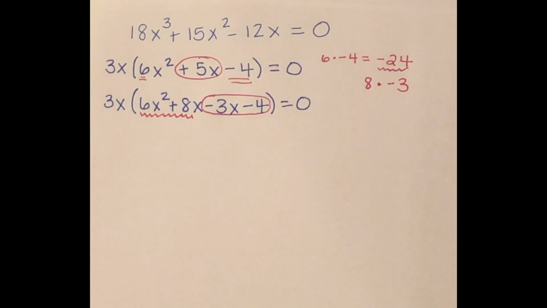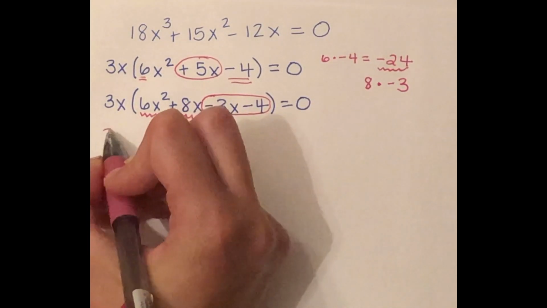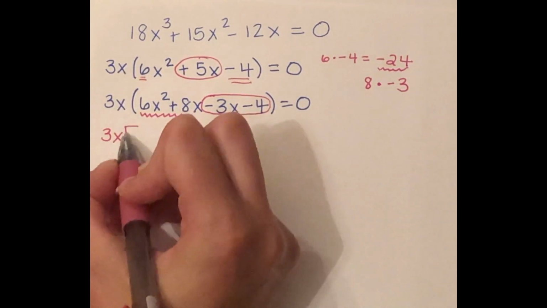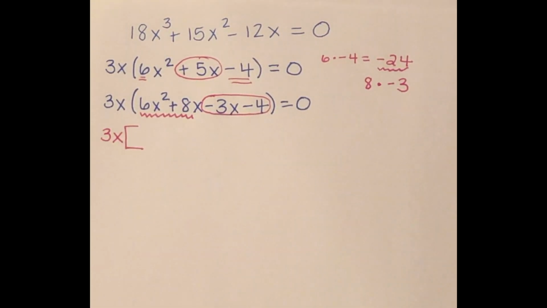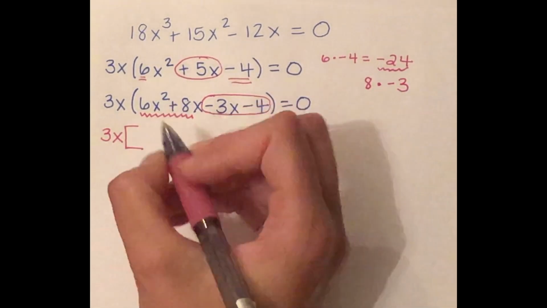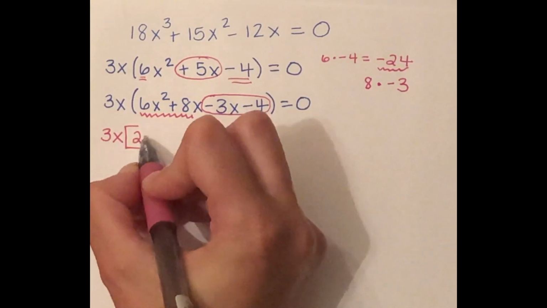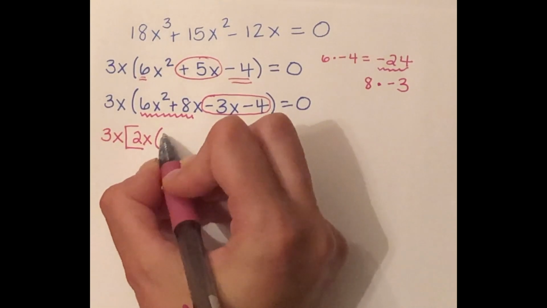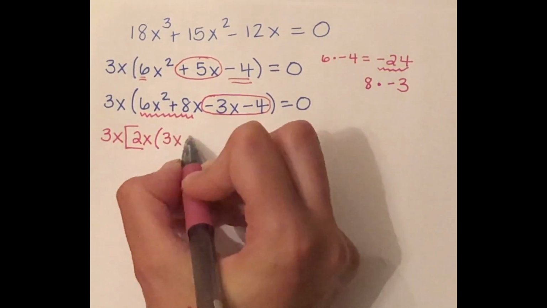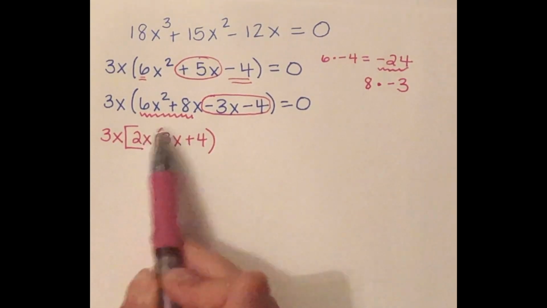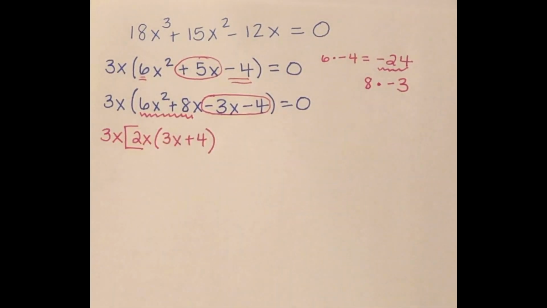So again, our GCF of 3x is going to just come down. And now I'm going to use a bracket, since I already used a parenthesis. And what's the greatest common factor of 6x squared plus 8x? Well, that would be 2x. Once I pull out a 2x, I'm left with 3x plus 4. Again, I could check that by multiplying it out and make sure I get here.